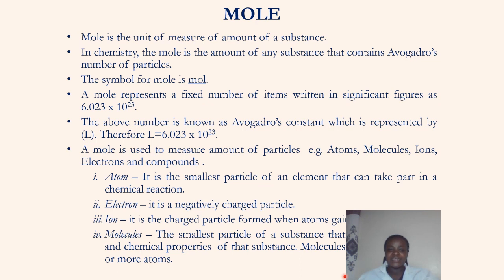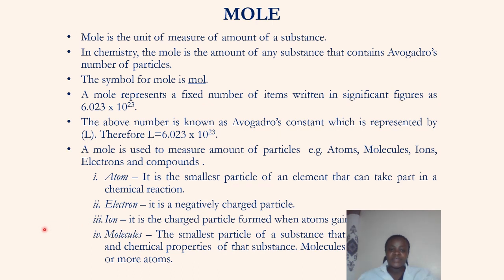As we defined earlier, an atom is the smallest particle of an element. You can see it is a particle. It is the smallest particle of an element that can take part in a chemical reaction. Then we look at the electron. What is an electron? It is a negatively charged particle. So you can see also an electron is a particle.